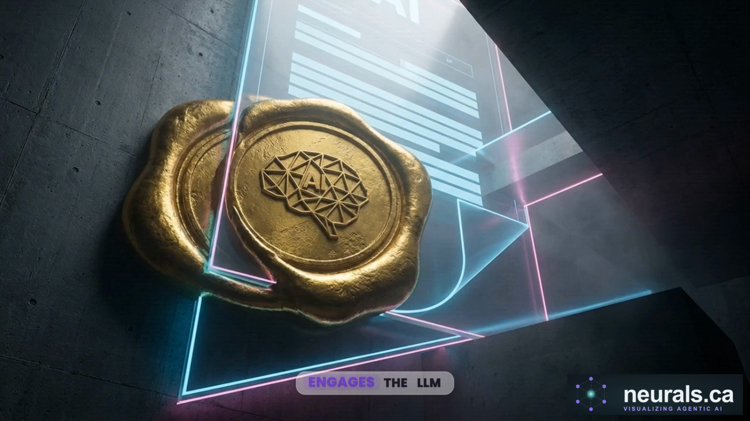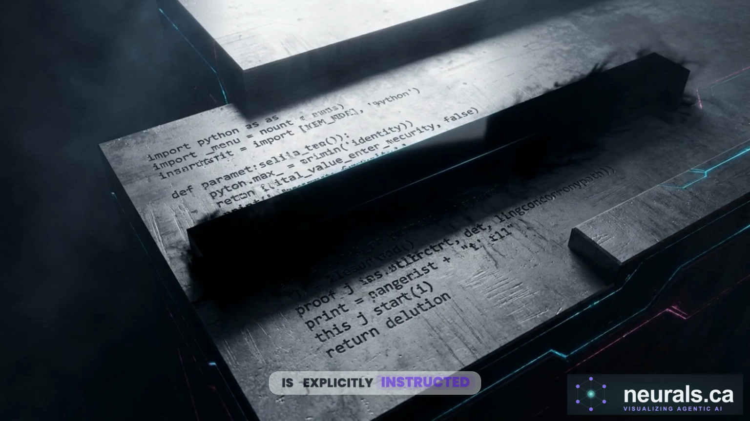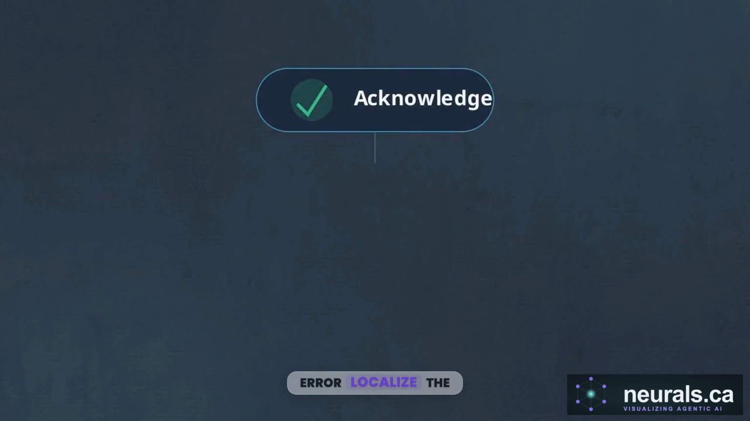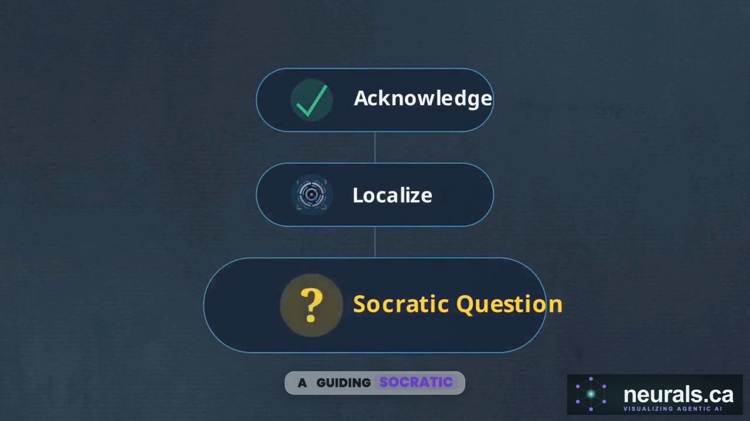Stage 2 engages the LLM generator, which operates strictly under a pedagogical contract. It is explicitly instructed to never reveal the fix. It must acknowledge the error, localize the problem, and ask a guiding Socratic question.